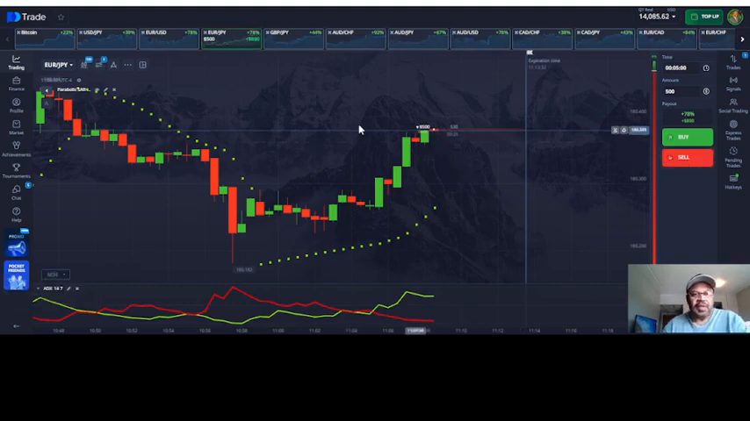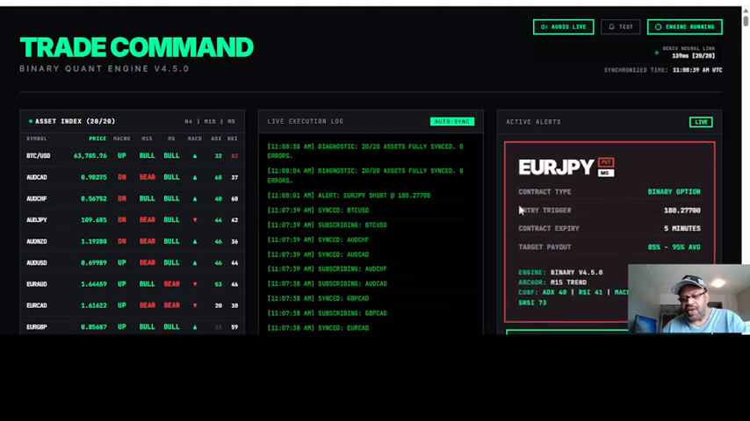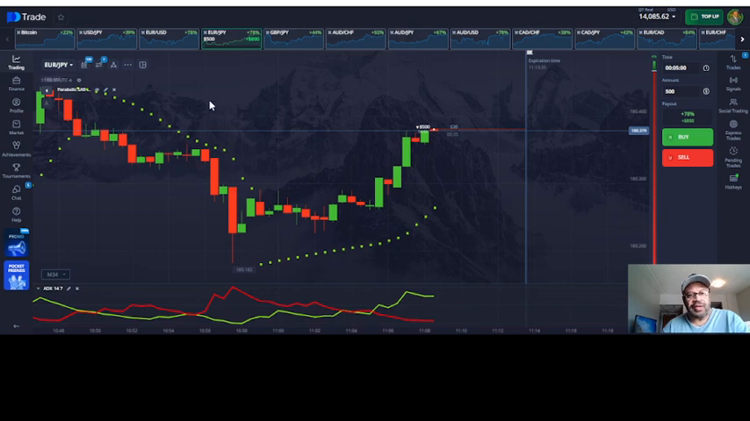Okay, so the Quant Engine recommended this trade here. I went ahead into my account, took the trade, Euro JPY 5 minutes short. So what I'm going to do is pause the video till about 30 seconds left, come back and check the results of this trade.